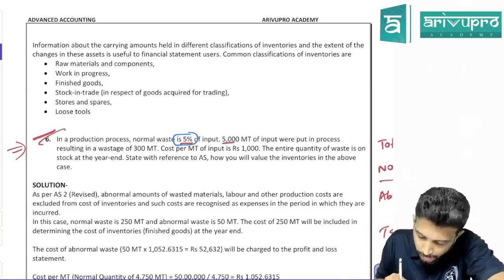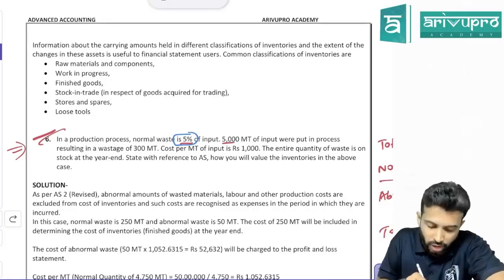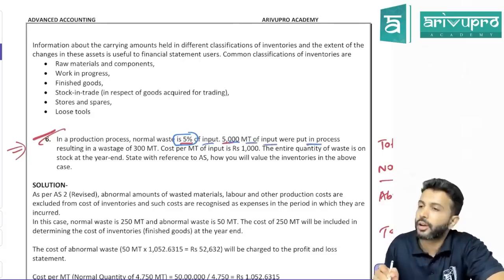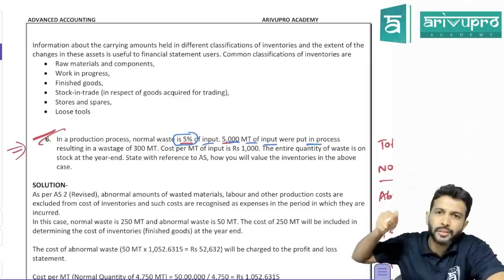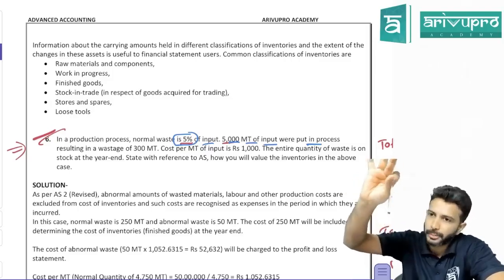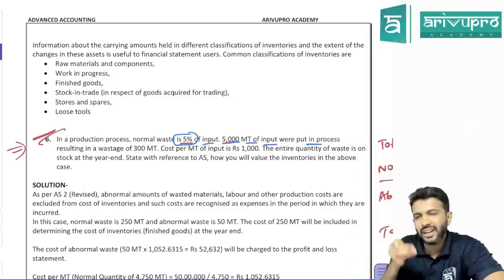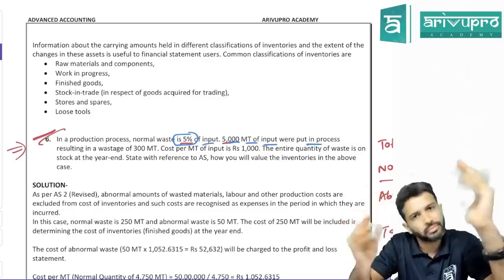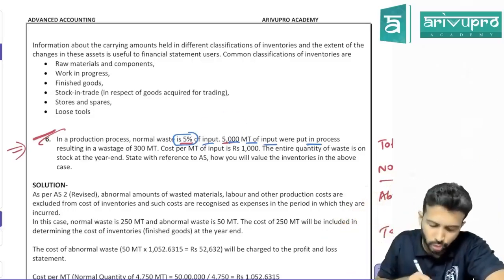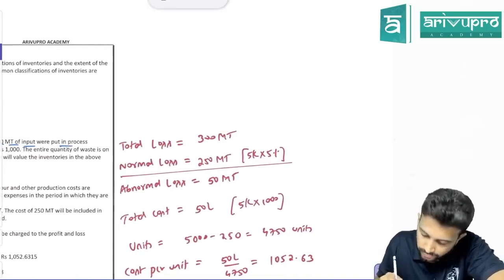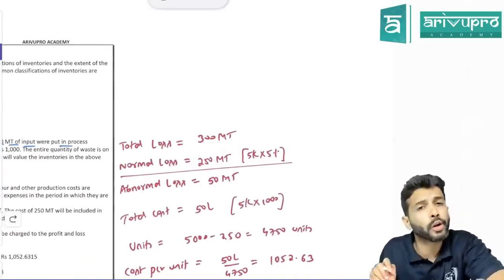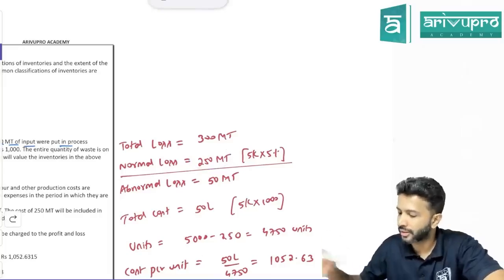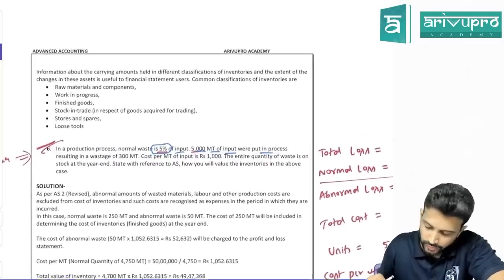So now check, sir. How much is normal wastage? 5% of input. 5,000 metric tons of input were in process. So 5,000, how many meters have you inserted? 5,000 meters. And they say however much you insert, about 5% of it will go to wastage. That you can't avoid. So calculate, sir. 5,000 into 5% is how much? 250. That is your normal loss, because no matter what you do, you cannot escape from it. So normal loss is 250 metric tons or meters or whatever you want to call it.